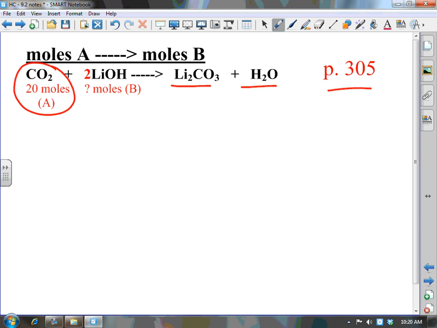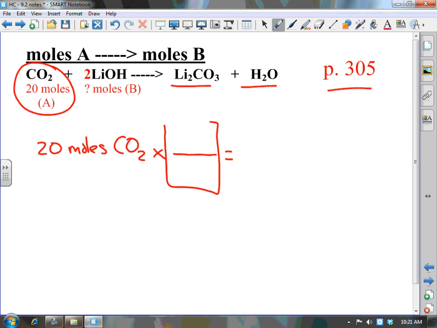So we start out with the chemical that we're given. And again, don't just write the numbers. You got to write out the formulas and all that stuff. Otherwise, you guys are going to have a tough time. We're given 20 moles of carbon dioxide. And we want to multiply by a conversion factor so that we can solve for moles of lithium hydroxide.